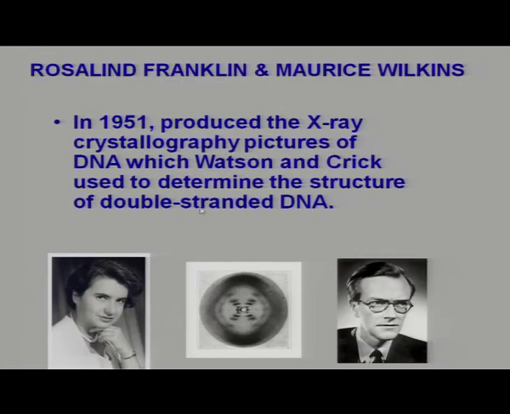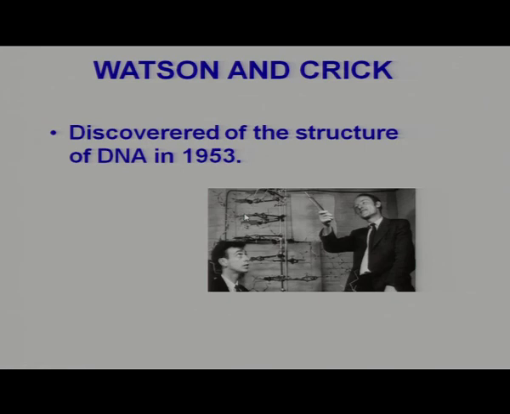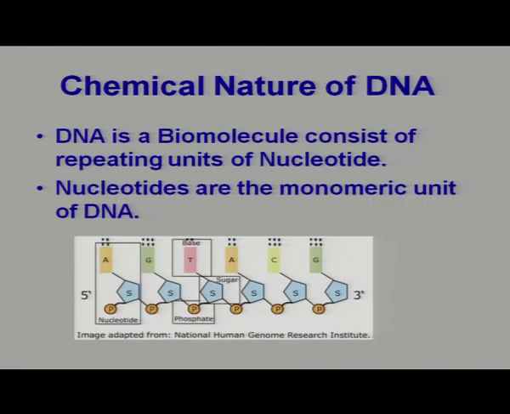After this, Rosalind Franklin and Maurice Wilkins gave the first picture of DNA with the help of X-ray crystallography. With the help of that, Watson and Crick determined the structure of DNA. And then finally, Watson and Crick in 1953 discovered the structure of DNA, what we learn today as double helical structure. Now, what are the chemical composition of DNA? What are the different chemicals which form the DNA? We will see in the next coming slide.